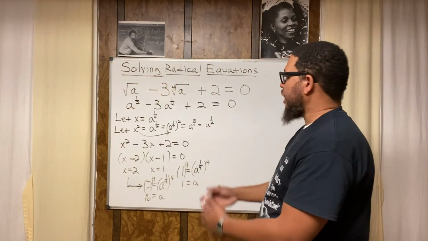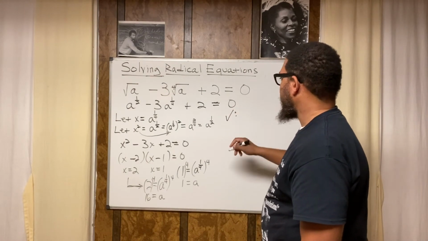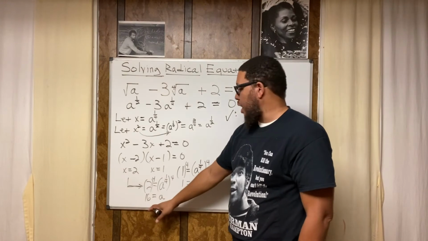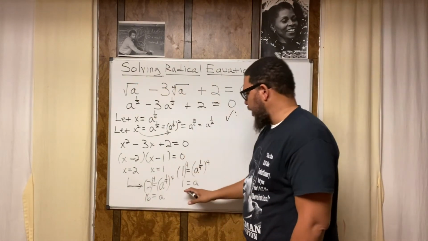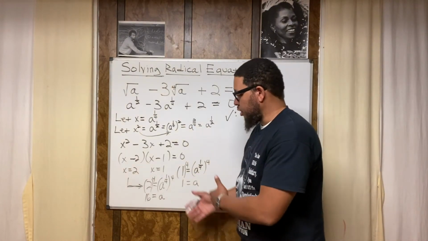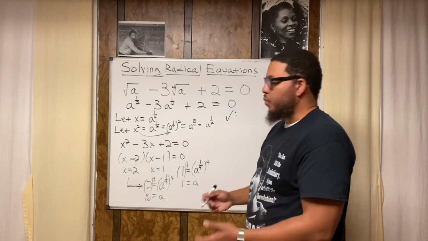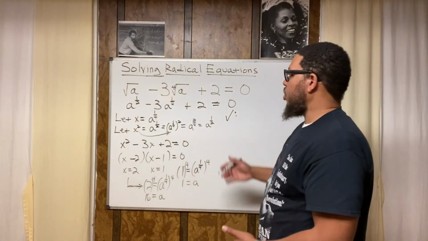Now I need to go back and check my work. So let's put our check up here. We're going to do this one at a time. We're going to replace the a's with 16 and see if that checks out. Then we're going to replace the a's with 1 and see if that checks out, to know if either of these are extraneous solutions. Because these are solutions, 16 and 1, but we don't know if they're true solutions. They might just be extra, or extraneous. So I'm going to replace the a.